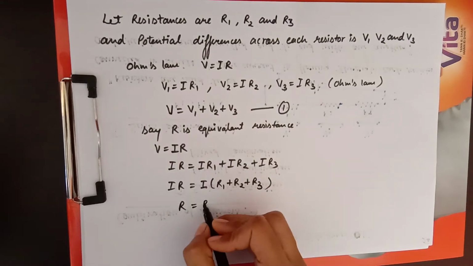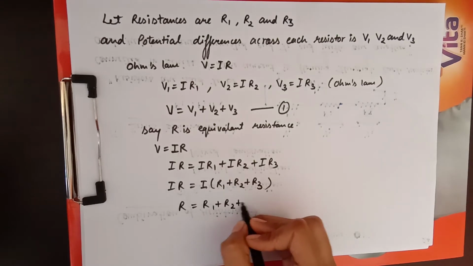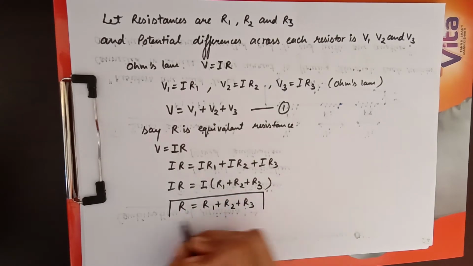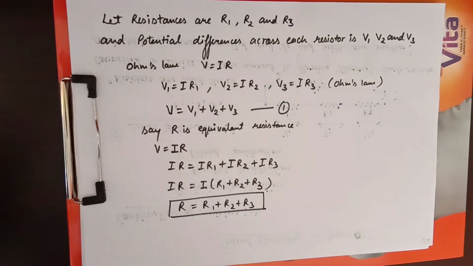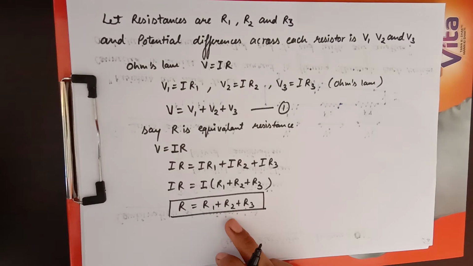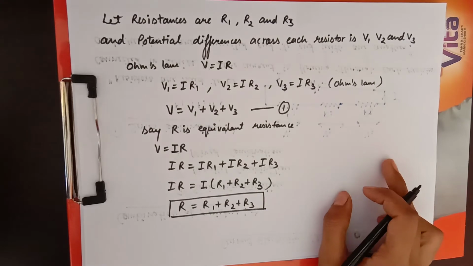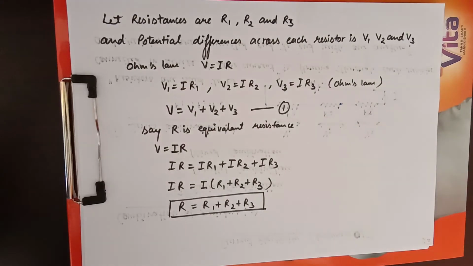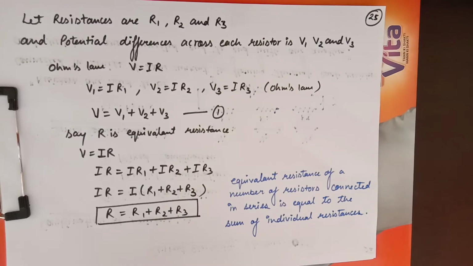So from this equation, R comes out to be R1 plus R2 plus R3. So in a series combination, if I ask you to calculate the equivalent resistance, it will be simply the algebraic sum of the resistances which constitute the total resistance. As a conclusion, we can write: the equivalent resistance of a number of resistors connected in series is equal to the sum of individual resistances, and R is equal to R1 plus R2 plus R3 in the case of series combination.